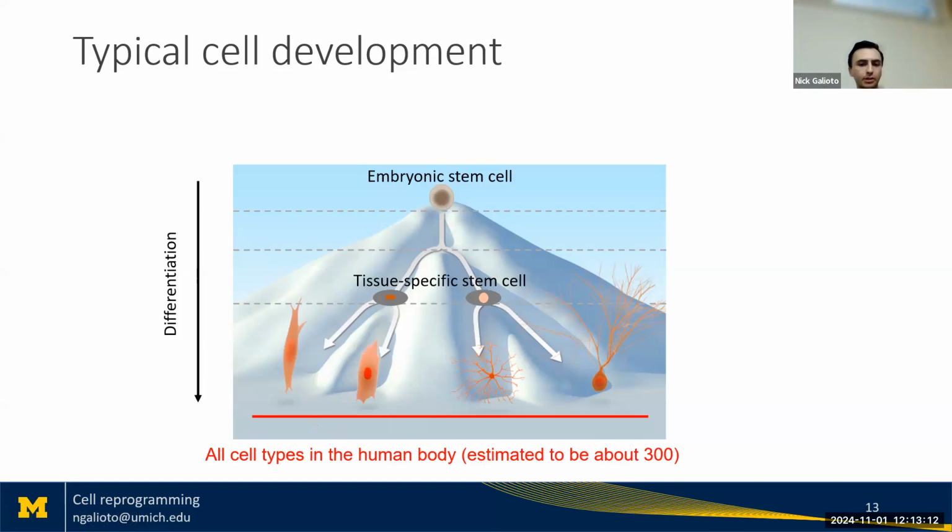So researchers initially thought that this was a one-directional process where all cells start with an ancestor stem cell and then eventually differentiate fully into one of the final human cells.